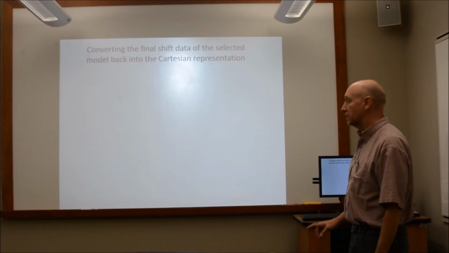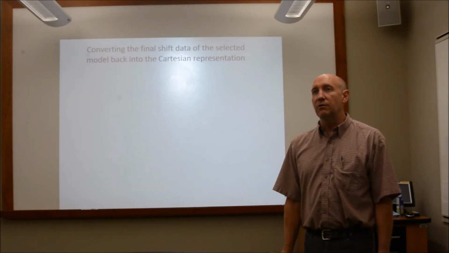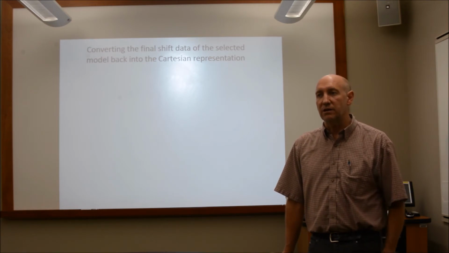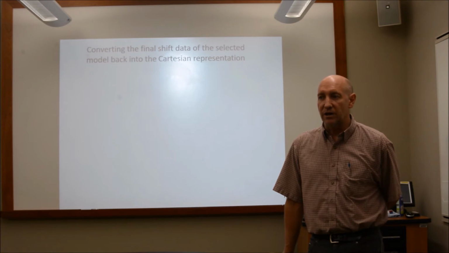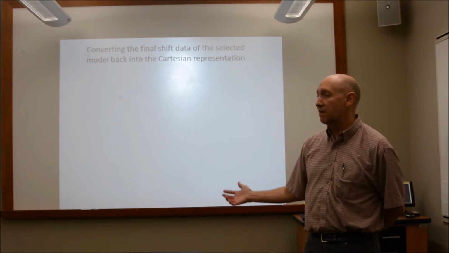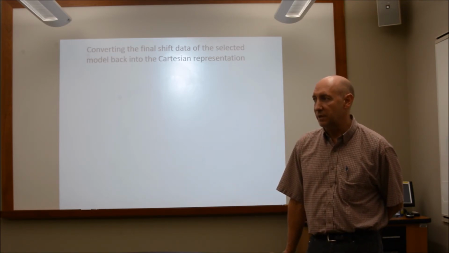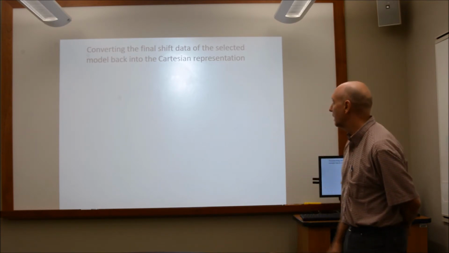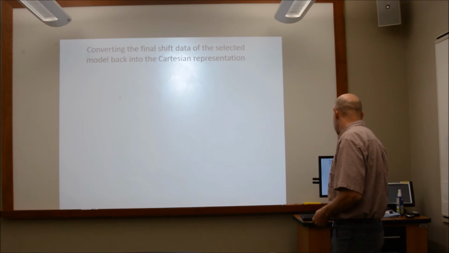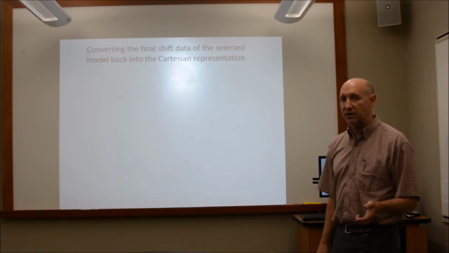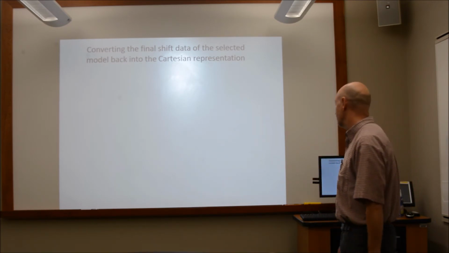One of the problems with this approach is now we have, when we're done with it all, we want to report values experimentally for the principal values, and we also want to report the best model structure. But now the model that we have is actually in icosahedral space. So we have to do one more step before we're done. We have to convert the model, the best model, back into the Cartesian representation. So when we report experimental and theoretical data, they're both in Cartesian space.